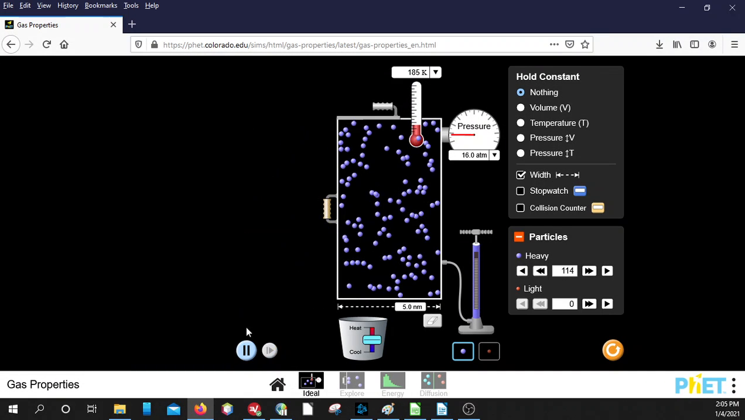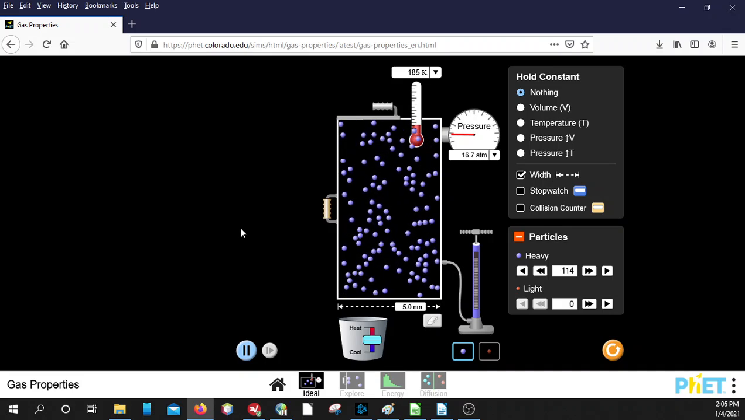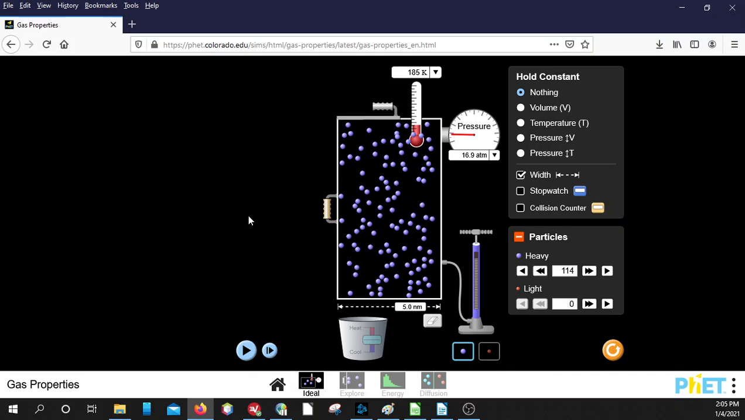Now again, we've got this gas moving around. The pressure is fluctuating, which can make it difficult to read. But we can just do this. Let's pause it. So right now for 5, I'm going to write down 16.9.